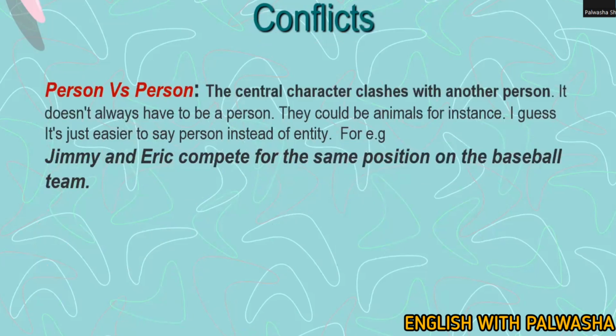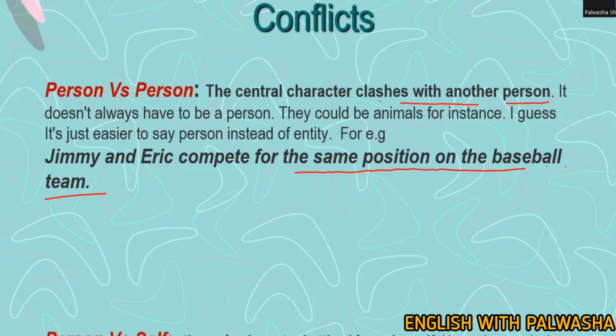Person versus person की ये example है. This is the easiest example, where the central character clashes with another person. Then we have Jimmy and Eric compete for the same position on the baseball team. So it means that they're competing for the same position. It means that they both want to win.